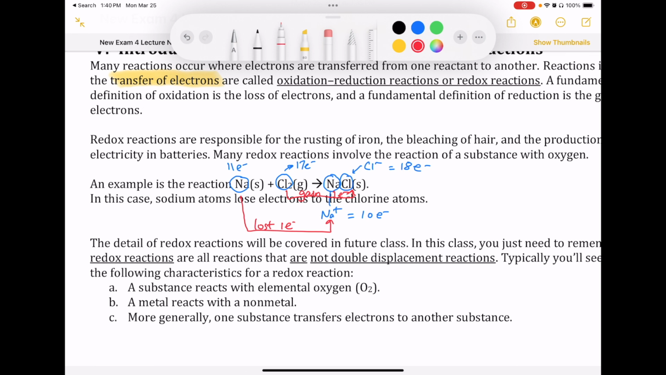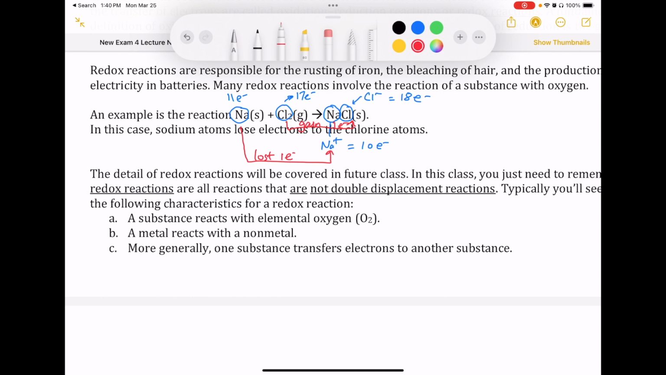Okay, so that's the signature of a redox reaction. An electron in this case has been transferred from sodium to chlorine. So that's one way you can tell: you can count the electrons and see that you have lost or gained an electron in the different molecular species that are involved. But the other way to tell is by realizing that these redox reactions are not double displacement reactions.